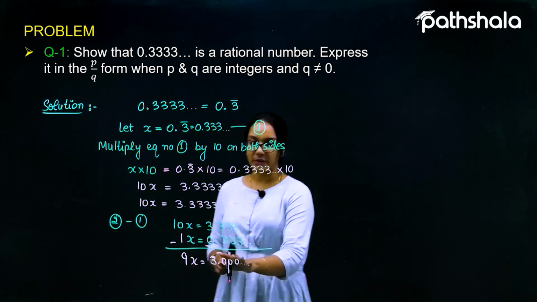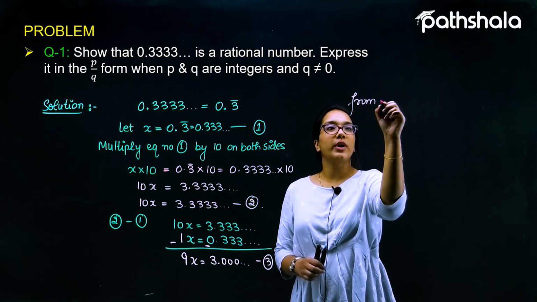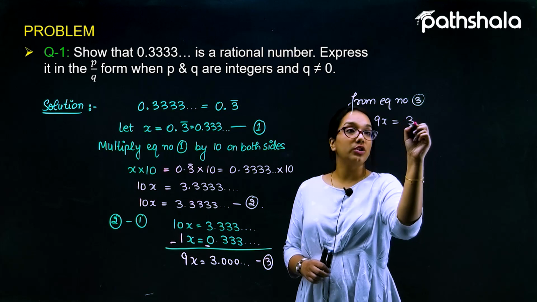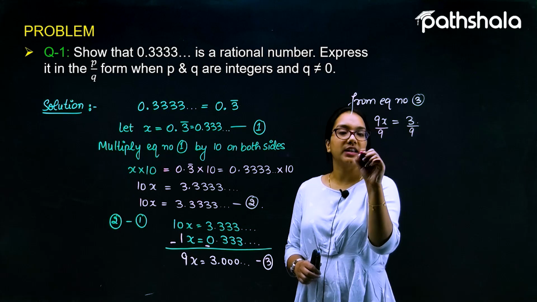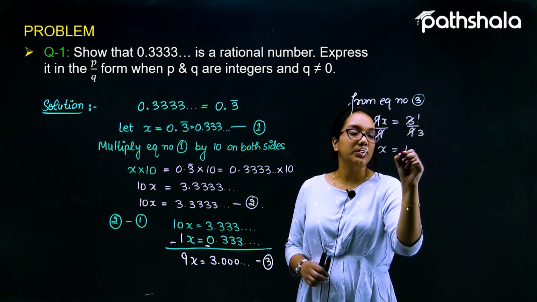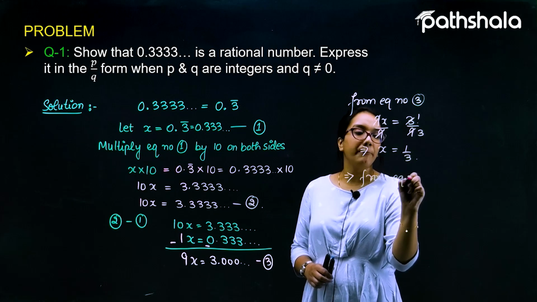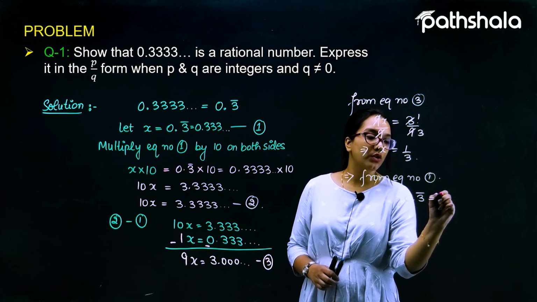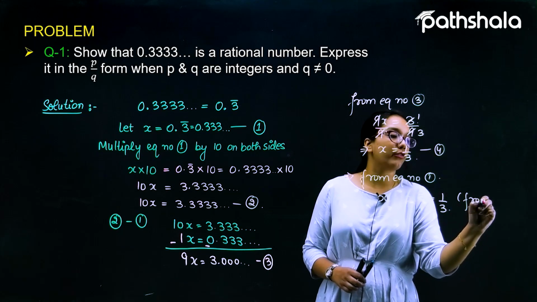Let me call it equation number 3. From equation number 3, we get that 9x is equal to 3. If we divide by 9 on both sides of this equation, we get x is equal to 3 by 9. 3 ones are 3, 3 threes are 9, so it is nothing but 1 by 3. So from equation number 1, if x is equal to 0.3 bar, then it is also equal to 1 by 3 from equation number 4.